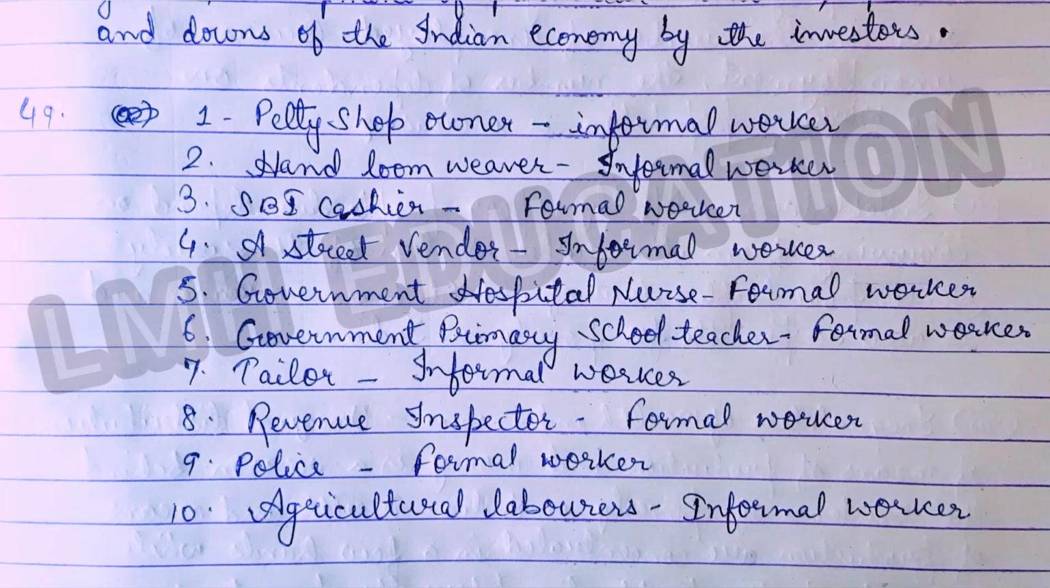Then fourth one is street vendor, informal worker. Government hospital nurse, formal worker. Government primary school teacher, formal worker. Tailor, informal worker. Revenue inspector, formal worker. Police, formal worker. Agriculture laborers, informal worker. So in this way we have classified and identified formal and informal workers of all the 10 persons which have given in the question number 49. So these are the answers, and this way all the answers of model question paper 2 have been completed.